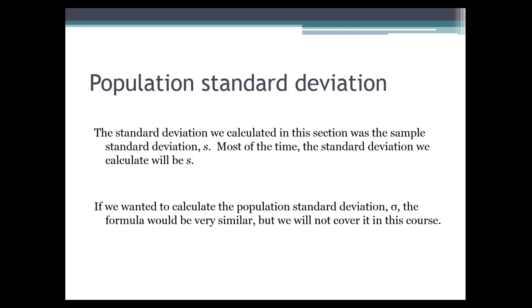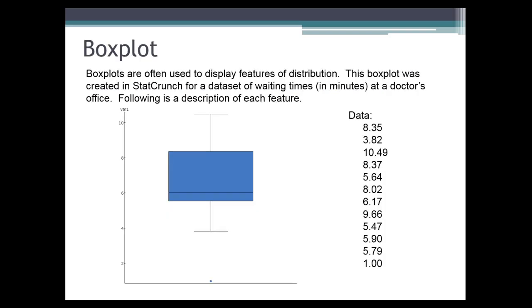The standard deviation that we calculated was for the sample. And that's going to be what I ask for. There is a slightly different formula for the population standard deviation. The only difference really is instead of dividing by the number of observations minus 1, you divide by the number of observations. But don't worry about that. We're not going to cover it in this class. It's not all that useful for us.